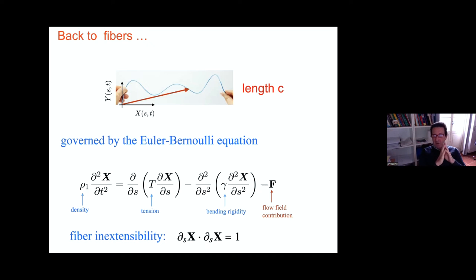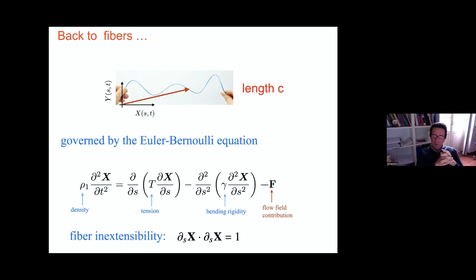Let me move to the simpler terms involving gamma. This is the bending rigidity. So the only source of elasticity in this model is due to the bending. If you imagine to bend the fiber, it offers some resistance, and this resistance is given by this term. There is another term which is also in principle another source of non-triviality, and it is the loading due to the fluid flow.